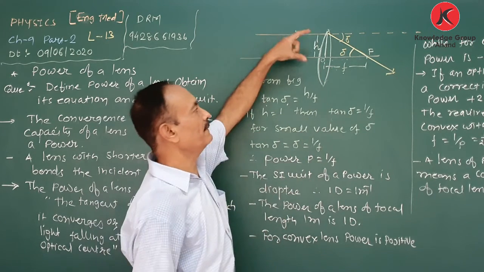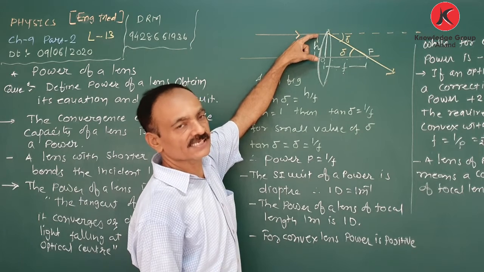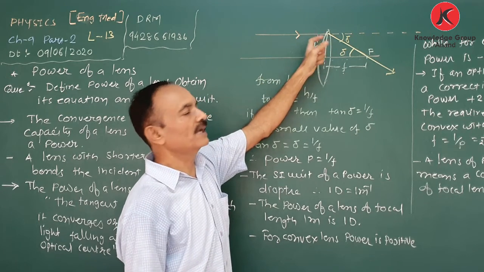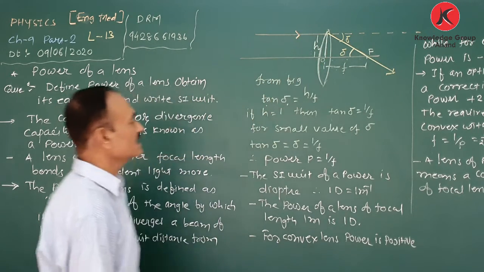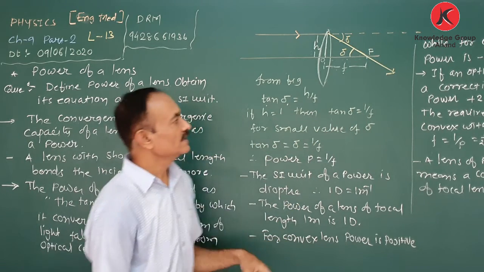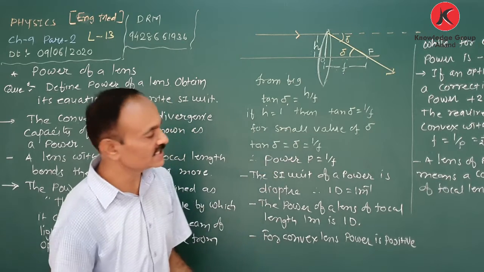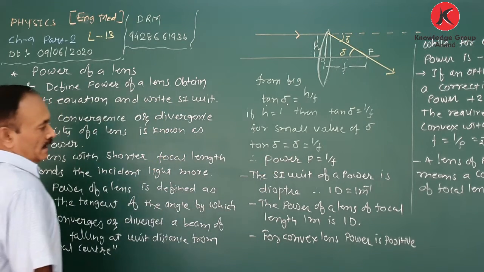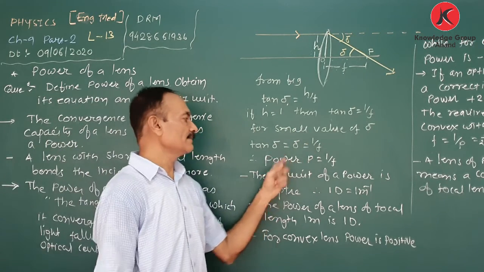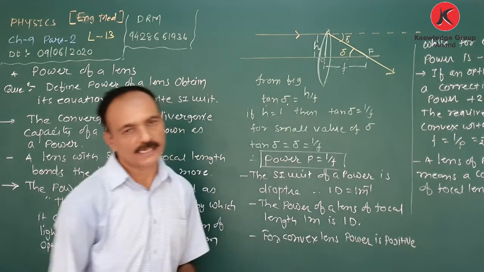But in our definition, the beam of light is incident at unit distance from the optical center, therefore h is equal to unit distance. Therefore, tan delta is equal to 1 upon f. Now, the angle is very small, therefore we consider tan delta as delta, equal to 1 upon f. Therefore, the power of a lens P is equal to 1 upon f.